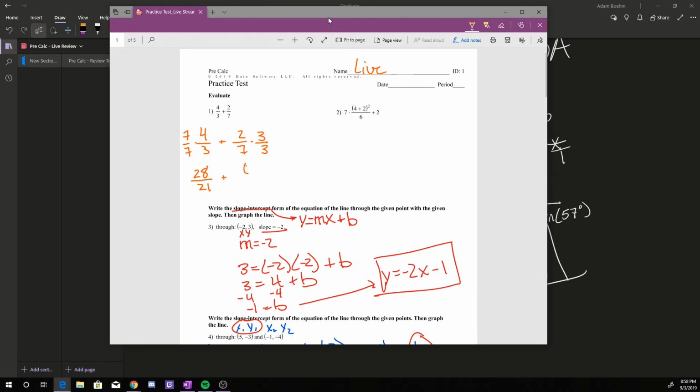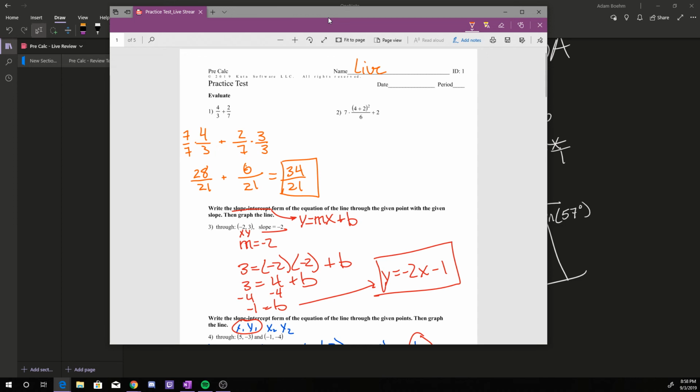2 times 3 is 6. 7 times 3 is 21. That guarantees that these denominators are the same. Alright, and once they are the same, you just add the numerators. So 28 plus 6 is 34 over 21. That's your answer. Really what I'm testing you on is, can you add fractions? In order to add fractions, you have to get a common denominator. So if you know how to do that, you're fine.